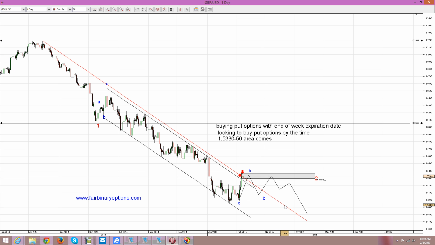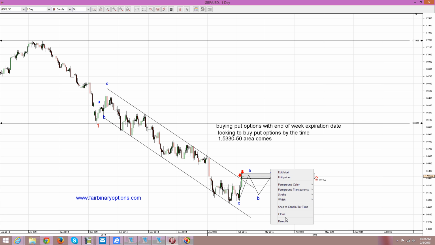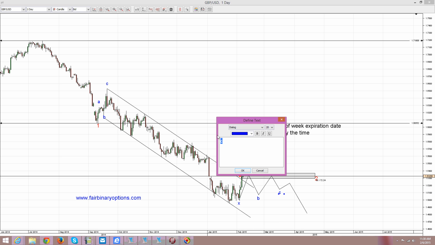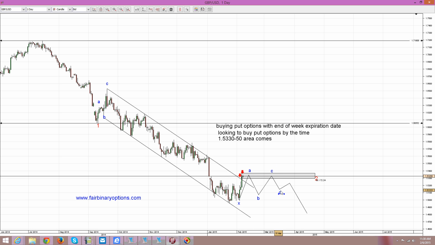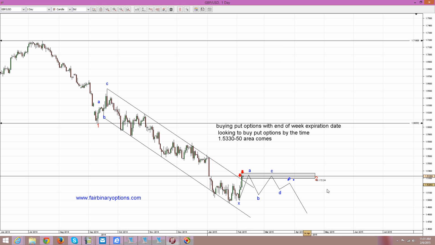If this is supposed to be a contracting triangle for the second wave, we look for A and B, and most likely a C wave again into this area, then to have a D wave all the way to the downside here, A, B, C, D, and the E wave, A, B, C, D, E, and then the end of the second wave.